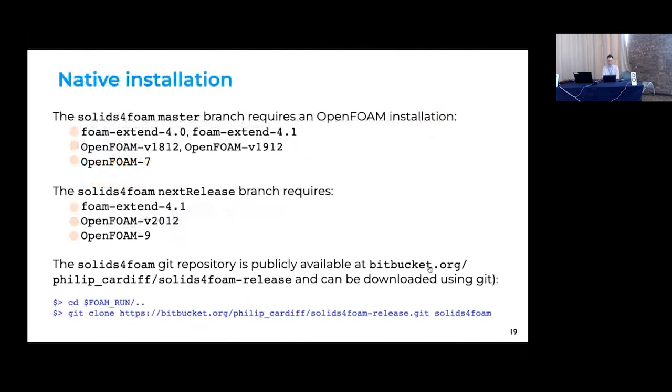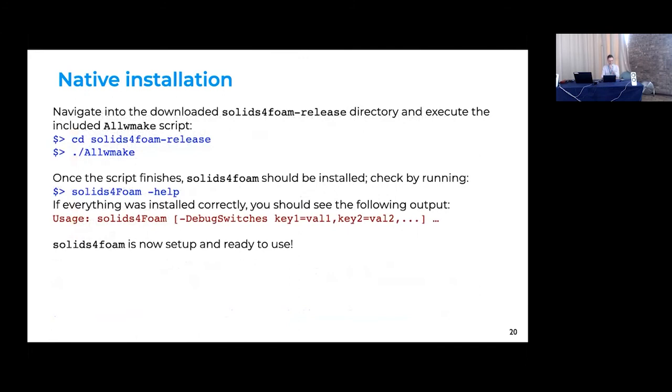But essentially, there are two ways to install Solids4Foam. You can do it natively, which just means you download it from Git, as long as you have a version of OpenFOAM. For the master branch, if you have foam-extend 4.0, 4.1, ESI 1812, 1912, or OpenFOAM 7, then the master branch will compile. Or the next release, which will be Solids4Foam 2.0 when it's released, you can just use the next release branch now, and it compiles with these versions. So you just download it, run Allwmake, and it should just compile. Navigate into the folder, run Allwmake, and then check the executable works.